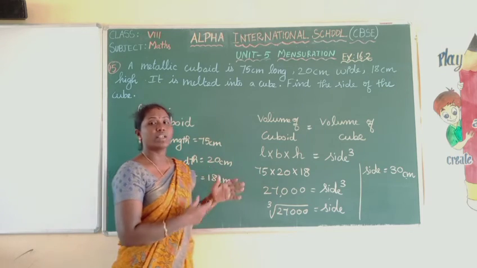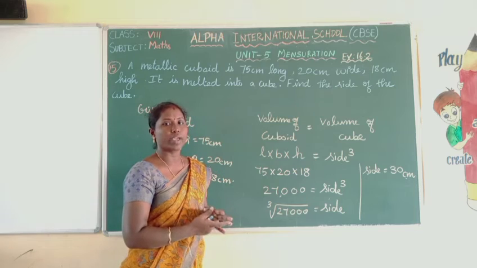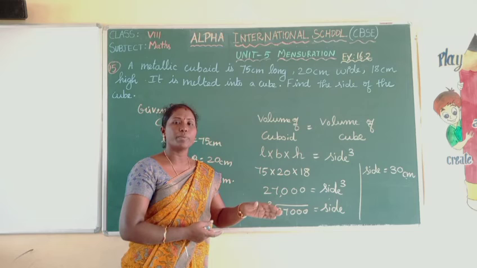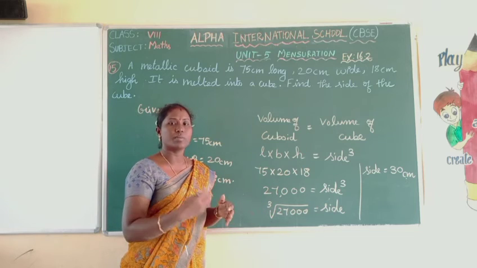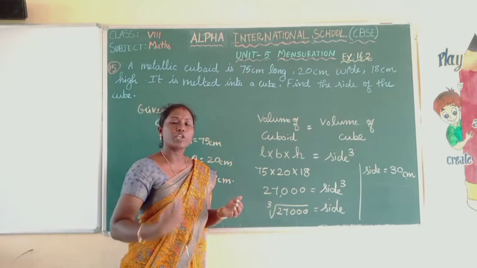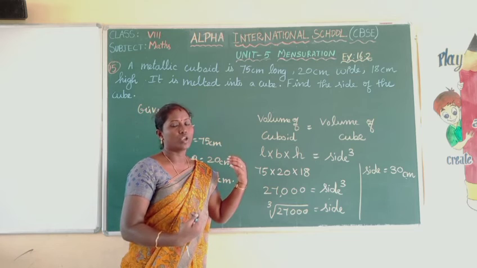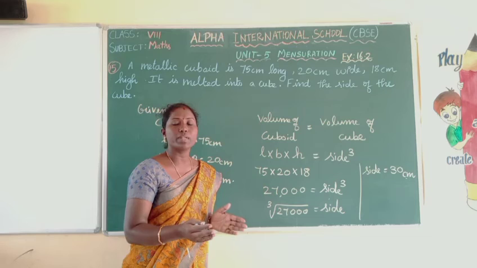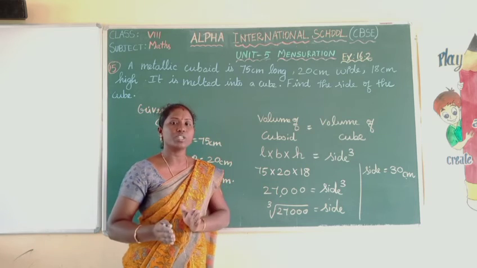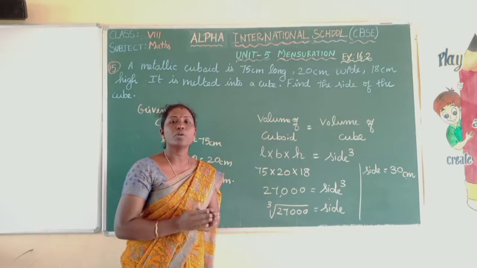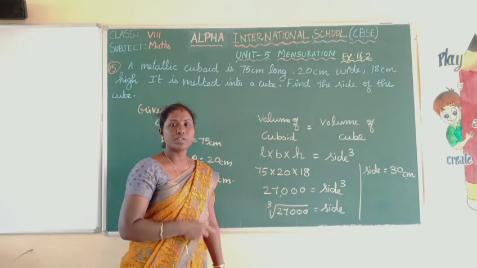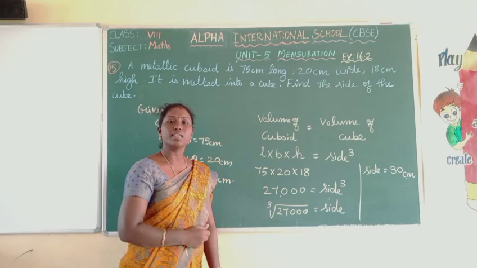So this problem will help you in solving many other problems. Keeping the concept in mind, if you are reshaping from one shape to another shape, for example, from sphere to cube, or cuboid to cube, or cube to cuboid, what is common there is the volume. From which shape to which shape you are changing, the volume of those shapes will be equal. Using that concept only, we got the side of the reshaped cube as 30 centimeter.